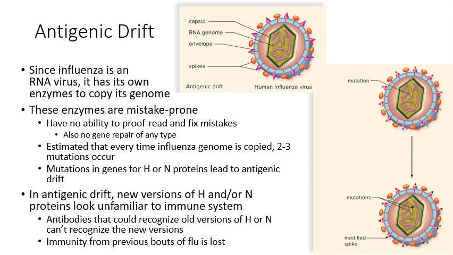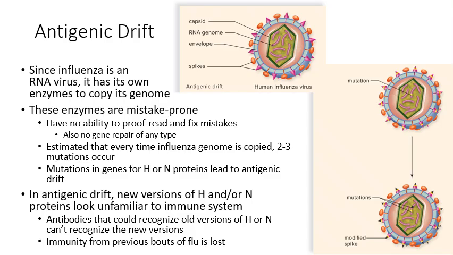So antigenic drift is going to happen for any virus, any bacteria. It's just basically mutations happening, and they're always going to happen at some rate. But for influenza, because it's an RNA virus and it uses its own enzyme to copy its genome, and that enzyme makes a lot of mistakes, that means it has a lot of mutations. It has a high mutation rate.